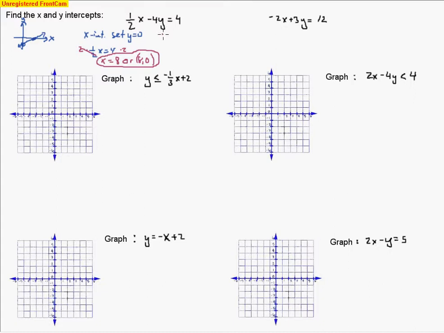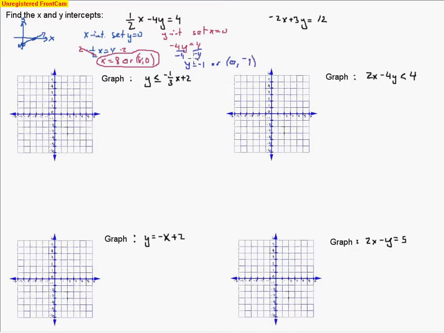For the y-intercept, you're going to set x equal to 0. When we do that, we end up with negative 4y equals 4. So we'll divide by negative 4 on both sides, and we're left with y equals negative 1. We can write that either as y equals negative 1, or as an ordered pair, (0, negative 1). Either of those two answers would suffice.